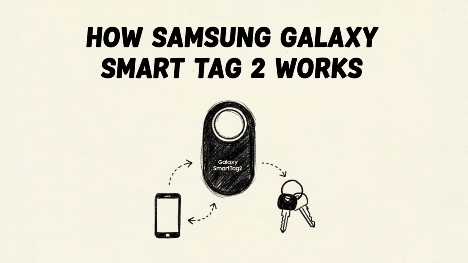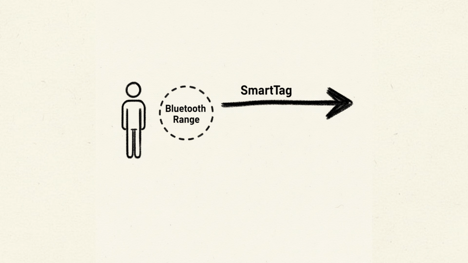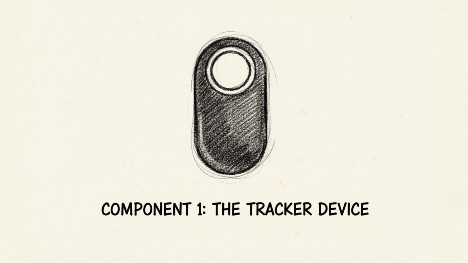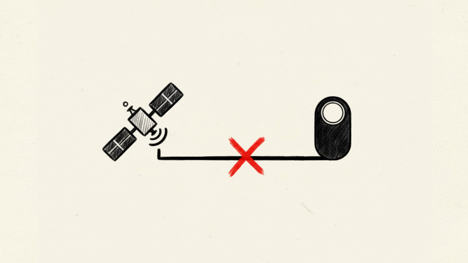The Samsung Galaxy SmartTag 2 is an incredibly effective tracker, and its ability to locate items goes far beyond simple Bluetooth range. To accomplish this, Samsung utilizes a powerful system based on three main components. The SmartTag 2 itself, this device acts as a tracker for whatever you attach to it: keys, luggage, wallets, etc. Importantly, the SmartTag 2 does not have its own GPS chip.